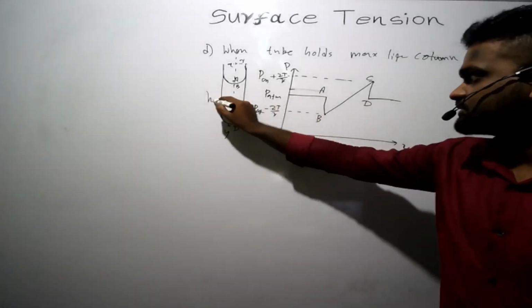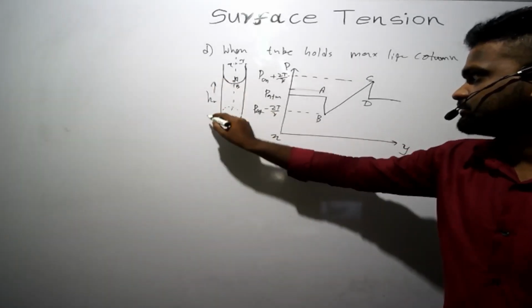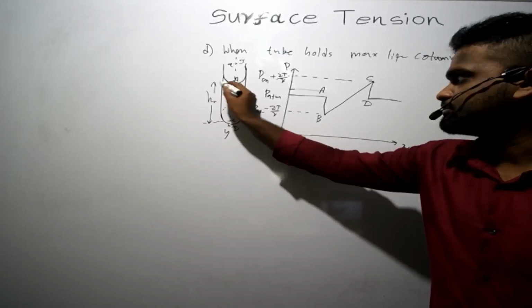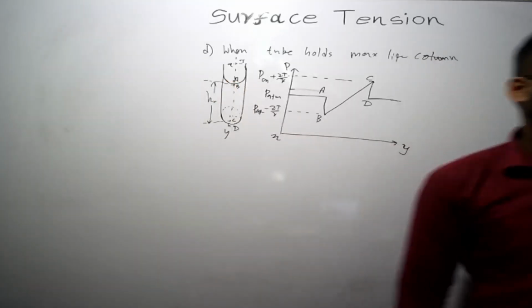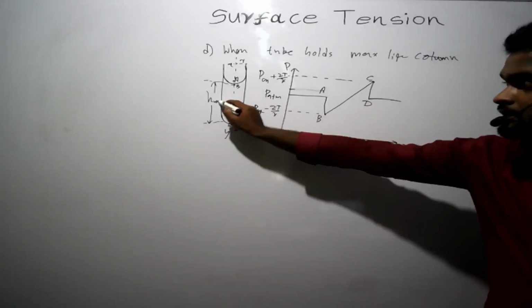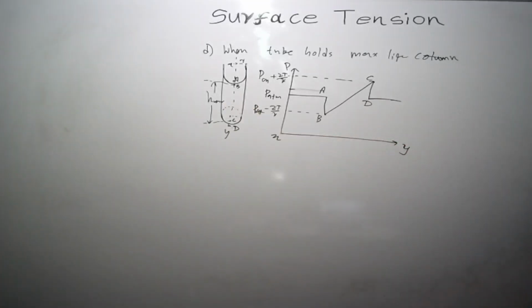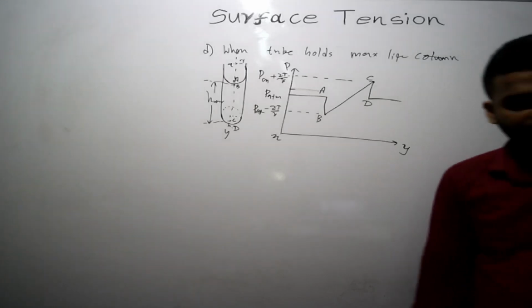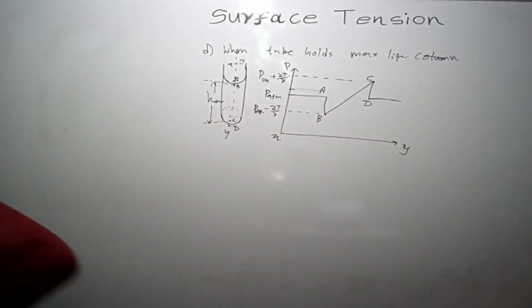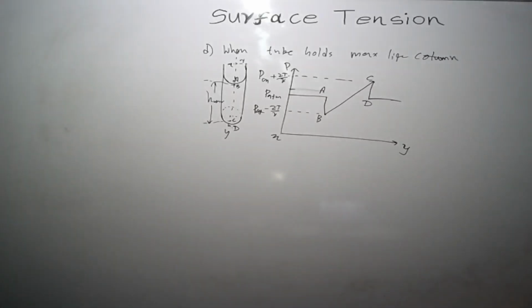This is the H max, right? From B to C it is H max. H max, right? From B to C it is the maximum height. Mention that as well. Thumbs up if you're done.